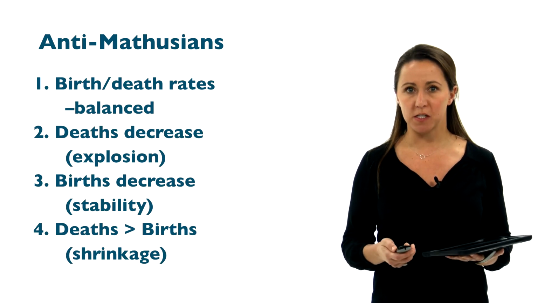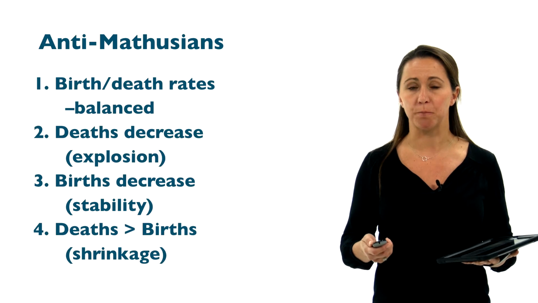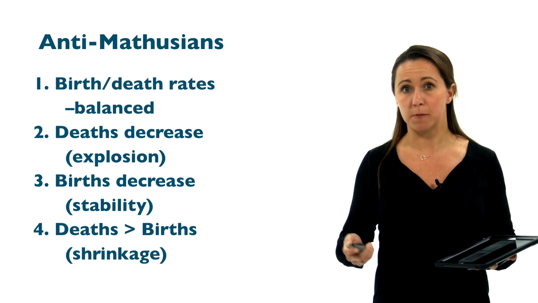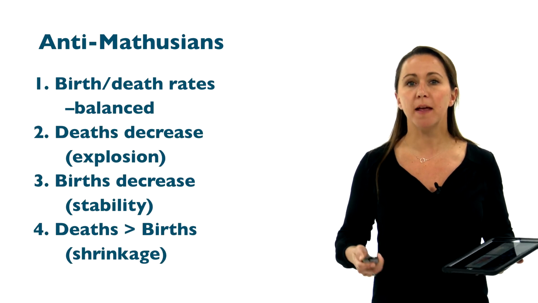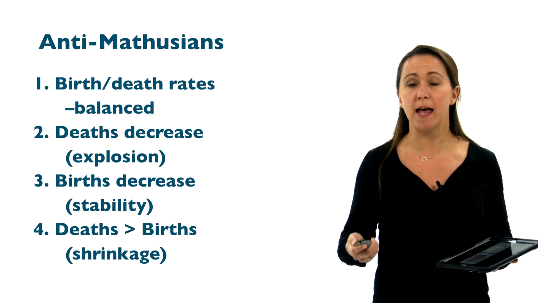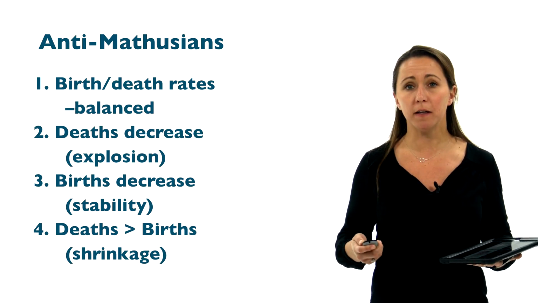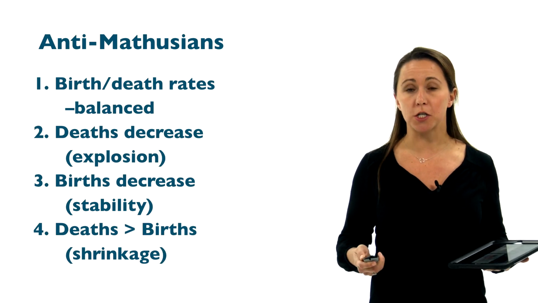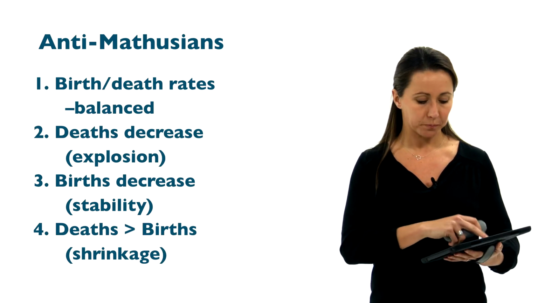Then population explosion takes place in stage 2. So there's a high birth rate and low death rates. Population increases. But then there is population stability in stage 3. So low birth rates and low death rates. And finally there is shrinkage in stage 4, so that the death rate is larger than the birth rate.